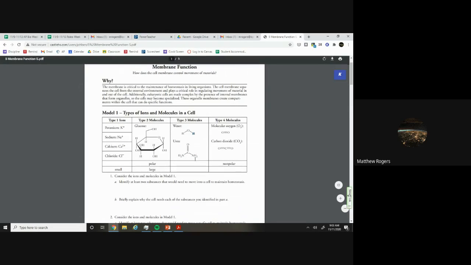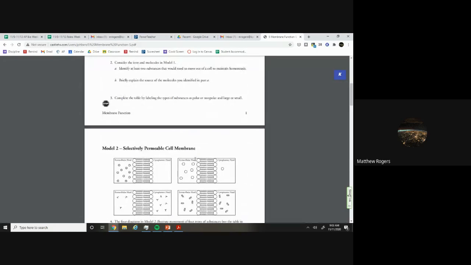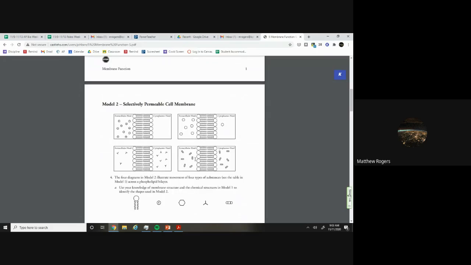Aqua means water, porin means pour. They're all over your cells. They let in water and let out water based on what the cell needs. And here are the charged particles. You can see that they can't even get through no matter what.